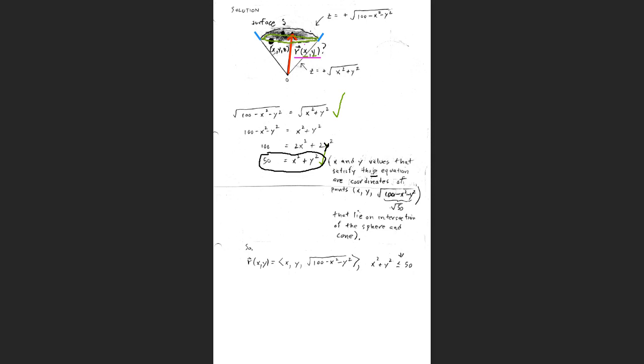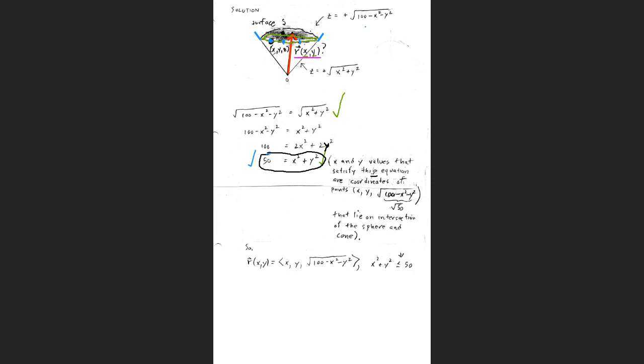Let me just, these points here, all these points, the coordinates, their x and y coordinates have to obey this equation, x squared plus y squared equals 50. Okay? So what would the vector equation be of the two parameters?